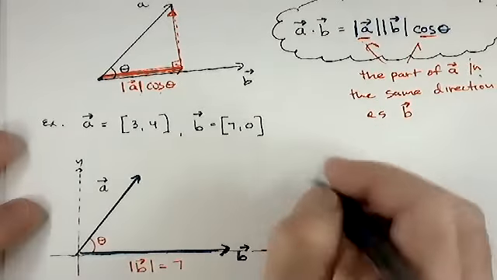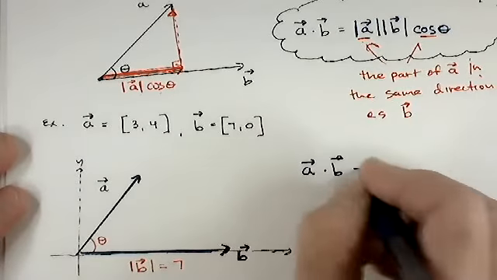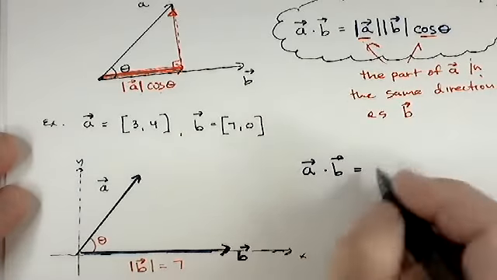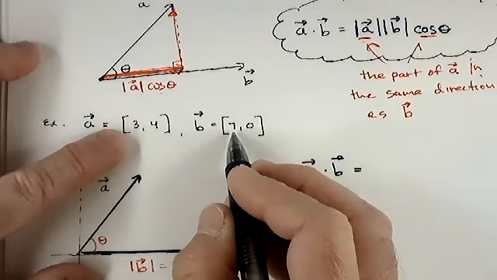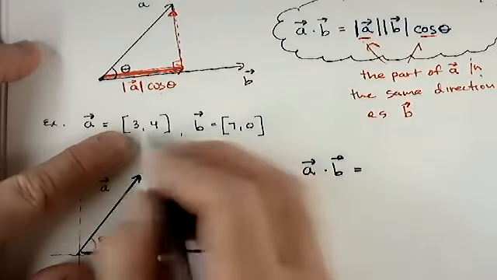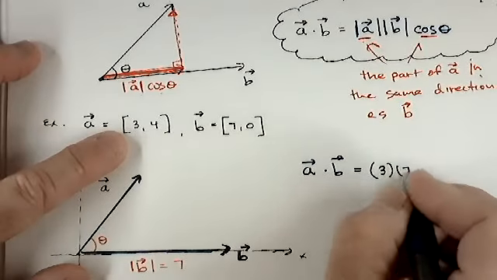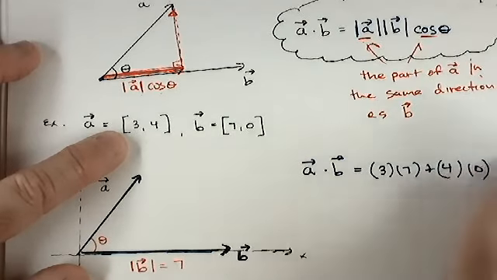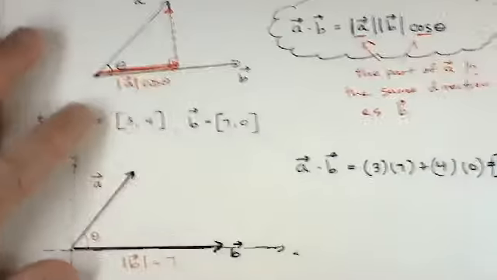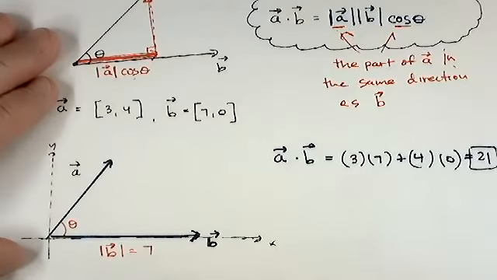And if I wanted to do A dotted with B, let's just do it the regular way, the easy way. A dot B, we decided, was super easy. You're just going to multiply 3 times 7 plus 4 times 0. My answer is 21. No problem there.